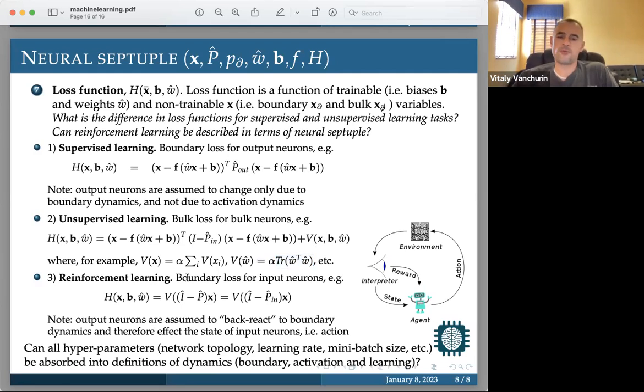Okay, but let's take this reinforcement learning example. Here is your neural network. People would call it an agent. It has a reward. So the reward is definitely your loss function.